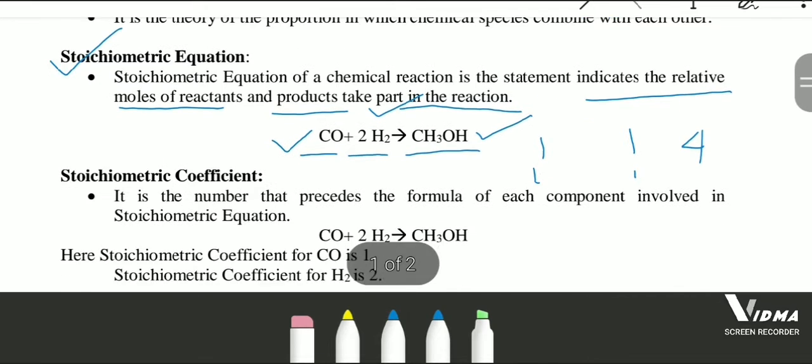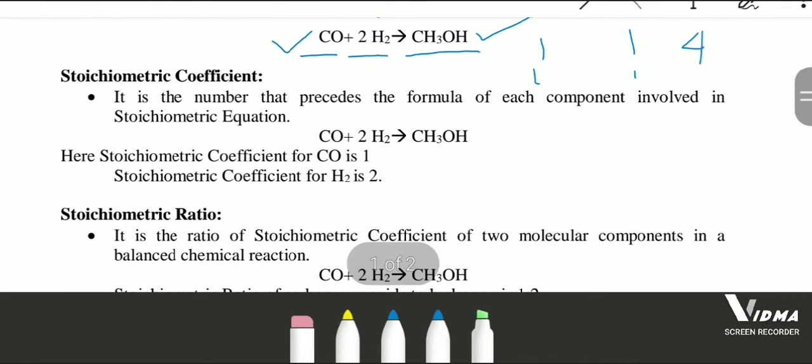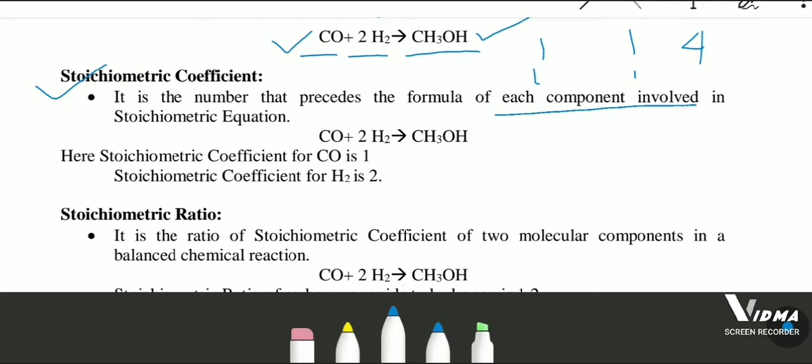Now let's come to the next definition, that is stoichiometric coefficient. It is the number that precedes the formula of each component involved in the stoichiometric equation. The same example, the synthesis of methanol. The stoichiometric coefficient of carbon monoxide is 1 and hydrogen is 2.